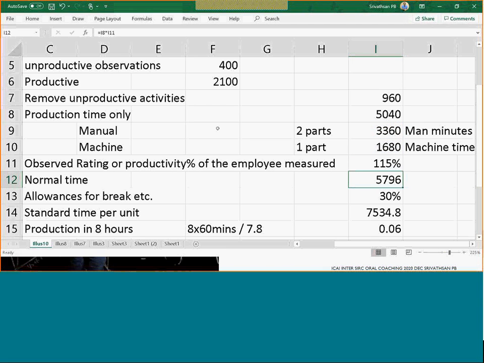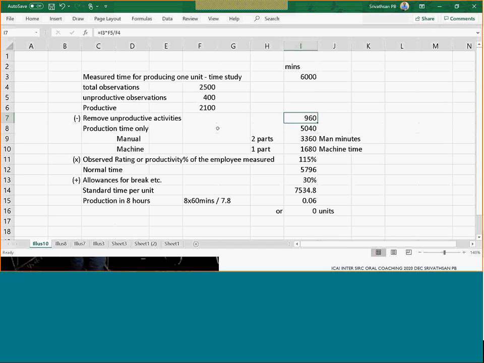So, see, there are two components here. Zoom out a bit. We started with 6,000 minutes of total observation, but 500 was over observations. Only 2,100 was productive. We removed the unproductive observation and took only production time. In production time there are two parts: man minutes, one part machine time. So you remove this one part out for now.